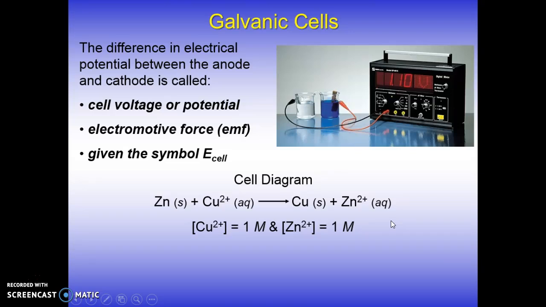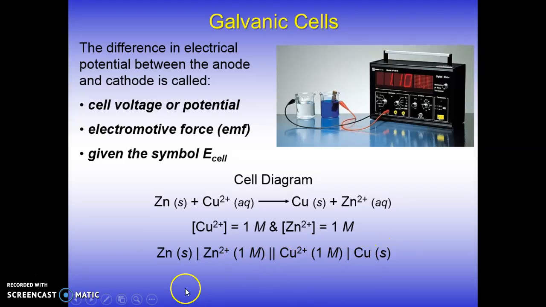If you have a gas that's involved, 1 atmosphere is the standard pressure. So when we talk about standard conditions for electrochemical cells, this is what we're talking about. Okay, so here is the cell diagram. So notice what we're doing. We are starting with the oxidation half reaction on the left. We're going to the reduction half reaction on the right. So the first thing you see labeled is what the actual electrode is.